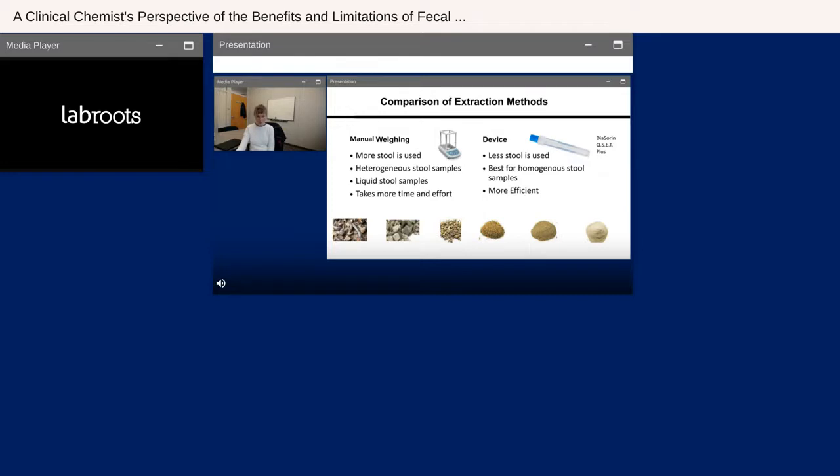How it usually pans out is we do about 60% of our extractions with the device and about 40% of our extractions for calprotectin through manual weighing. So we actually use both processes because both are beneficial for certain stool samples.